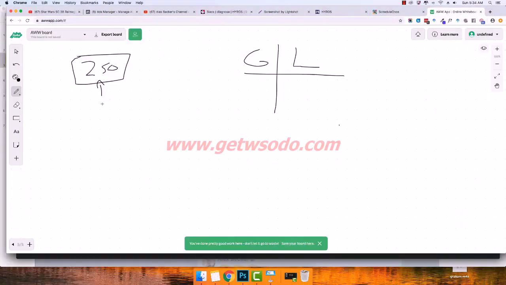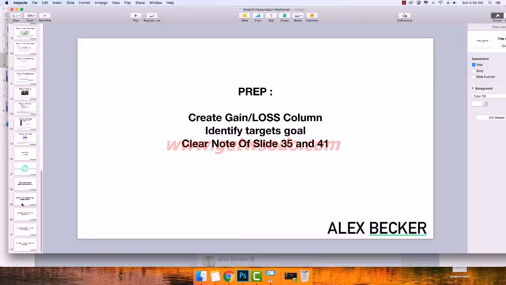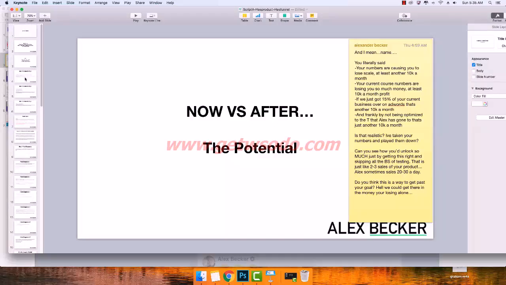Okay, and the next thing you're going to want to do is also, there's some notes that I've left you guys on slide 35 and 34. Sometimes you might want to clean up. Okay, you definitely don't want these showing when you load this up for the client.